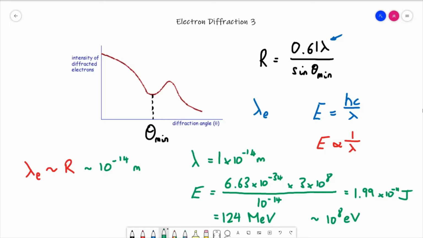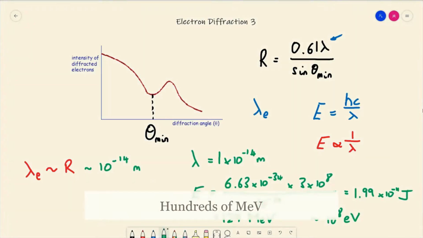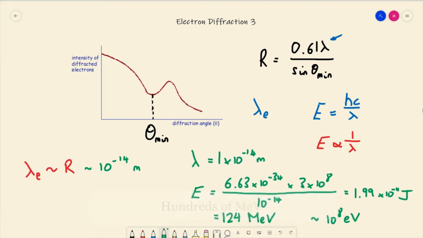In order to study a radius of roughly 10 to the minus 14 metres, we need a wavelength of, again, roughly 10 to the minus 14 metres. And therefore we need electron energies in the order of magnitude of hundreds of electron volts.